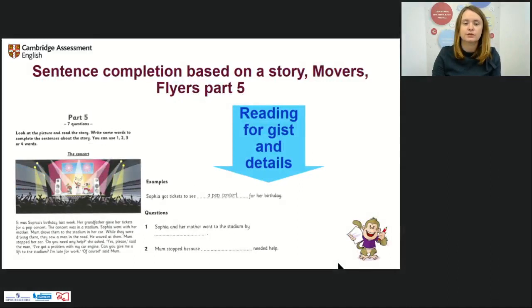And sentence completion, a task of a higher level for Movers and Flyers. They will need to read the text, complete the gaps using the words from the text. What's important here, you also have a picture for some prediction, for activating the background knowledge, and all the information, of course, is given in the text. So they should be able to identify what is required from them and complete the sentences.